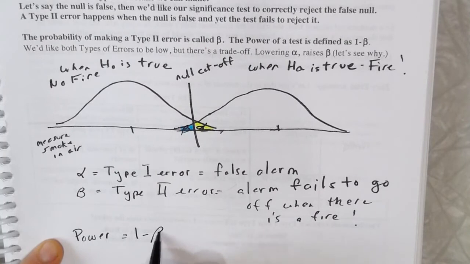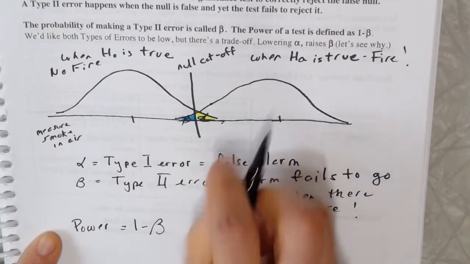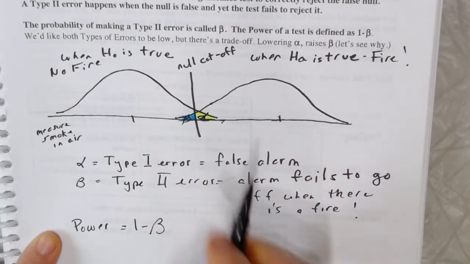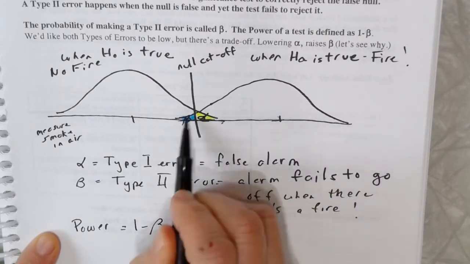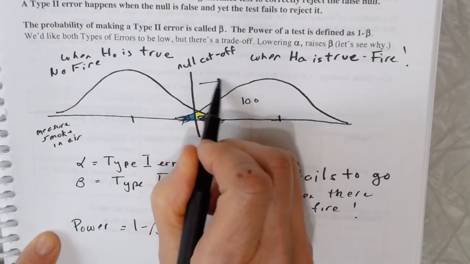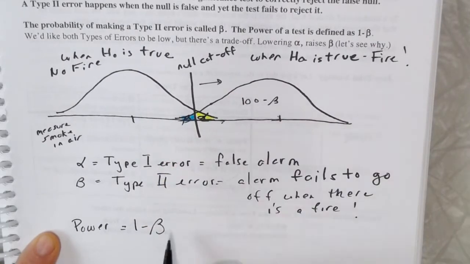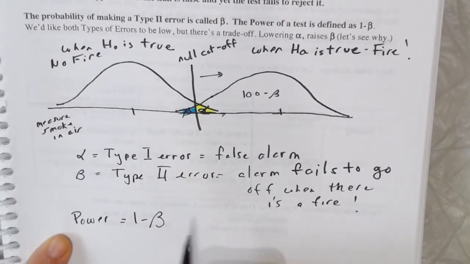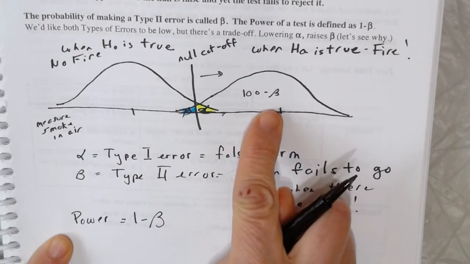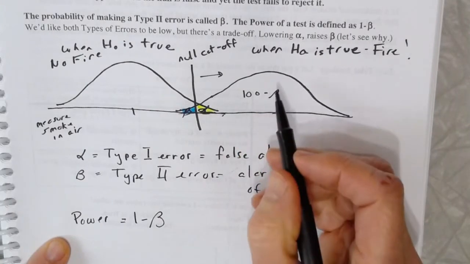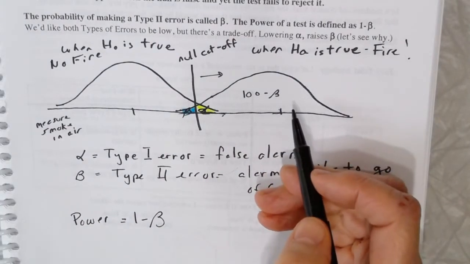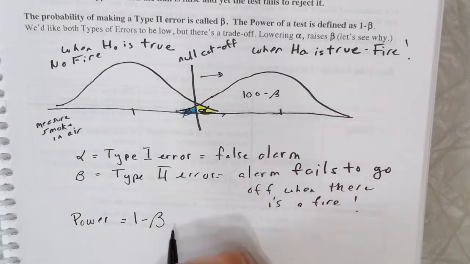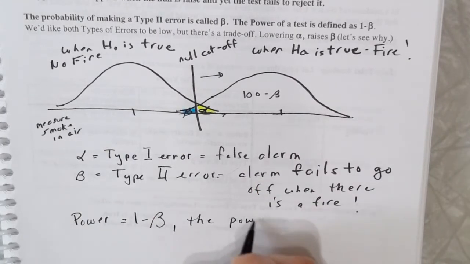And then there's something else called power, which is 1 minus beta. So this is beta, so power would be everything on this alternative curve, 100 minus beta. So it would be this side of the curve, 100 minus beta. And you want the power to be big because that's the power to detect an effect when it's really there. The power that our alarm system would detect a fire when it's really there. So you want a high-powered test.